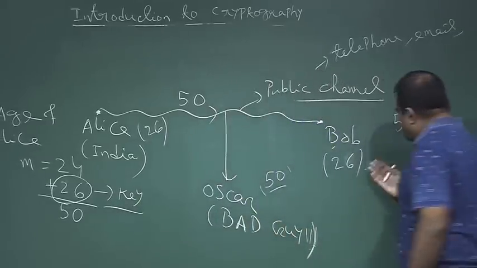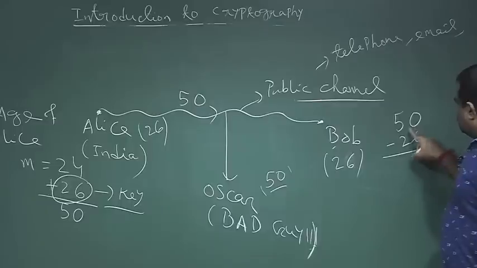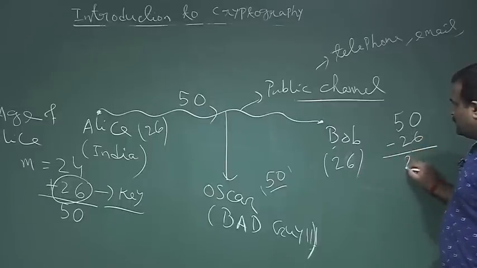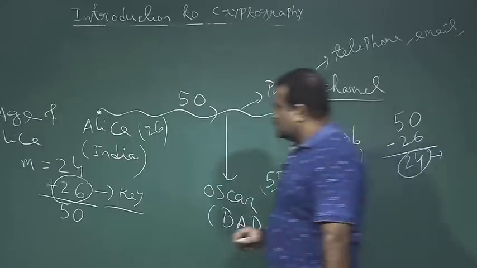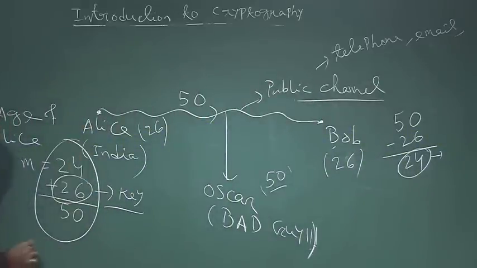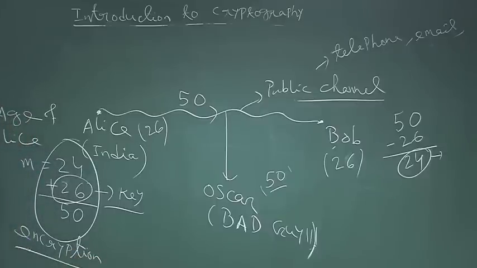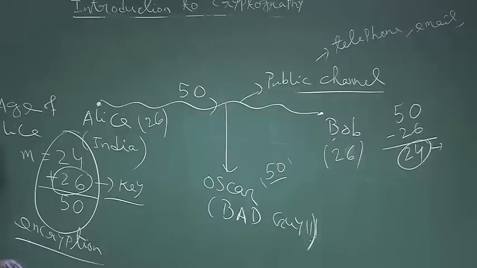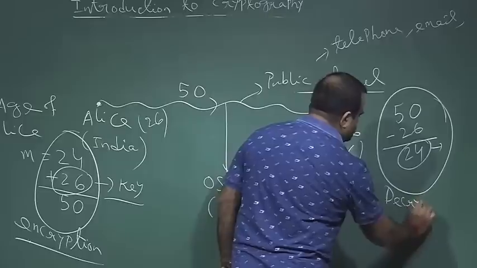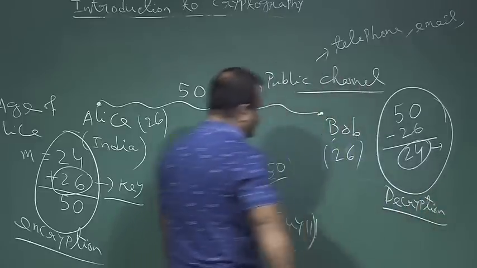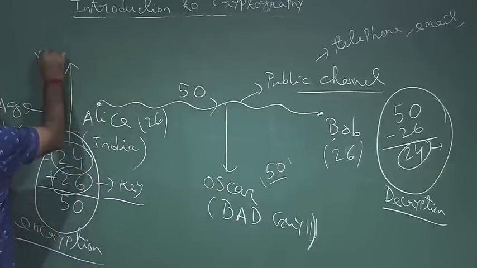Upon receiving 50, what will Bob do? Bob will subtract the key from 50 and get back 24, which is Alice's original age. This process of what Alice is doing is called encryption. And what Bob is doing to get back the plain text is called decryption. And this 24 is called the message or the plain text.